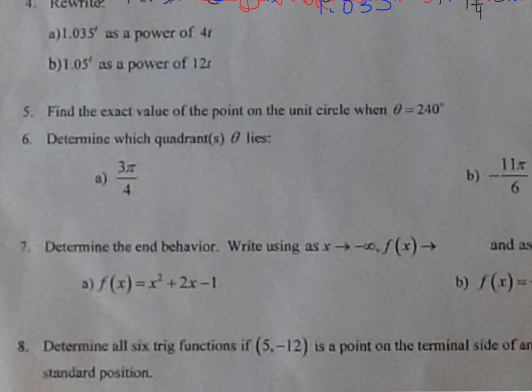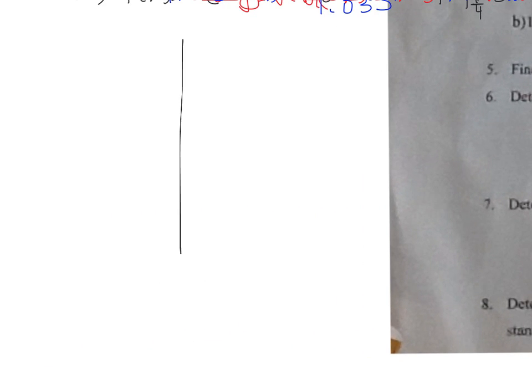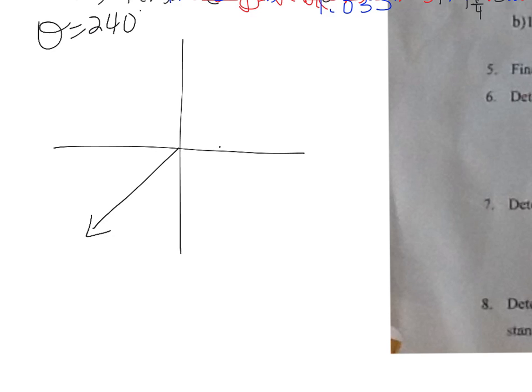All right, so number 5 says, find the exact value of the point on the unit circle when theta is 240 degrees. All right, so let's draw a picture. Theta equals 240 degrees, which is in quadrant 3. So here's your angle, theta equals 240 degrees, and I want to find the point that's on the unit circle.